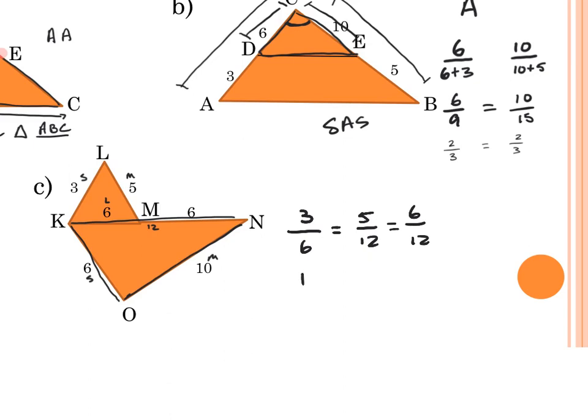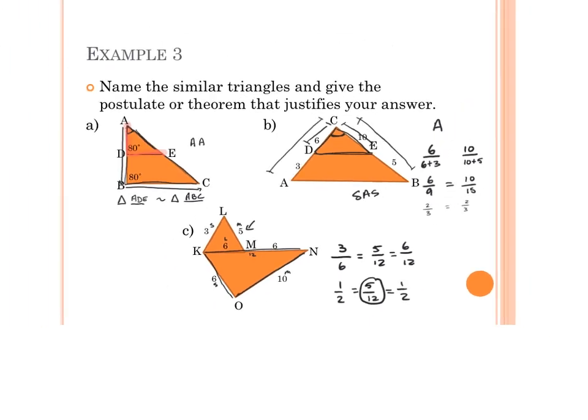So 3/6 reduces to 1/2. 5/12 does not reduce, it stays as 5/12, and 6/12 reduces to 1/2. So these, in fact, are not similar. They are not similar triangles because we do not have this equaling 1/2. If that had been 6/12, then we'd say, okay, these are similar triangles. They're not. So if this 5 up here had actually been a 6, we would be okay. But since it's not, we can say that these two triangles are not similar.